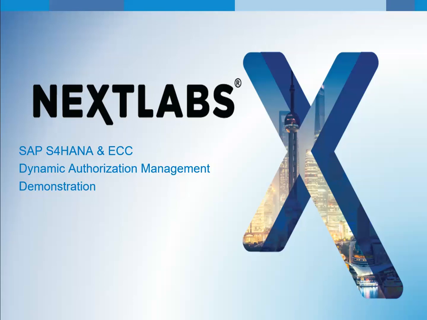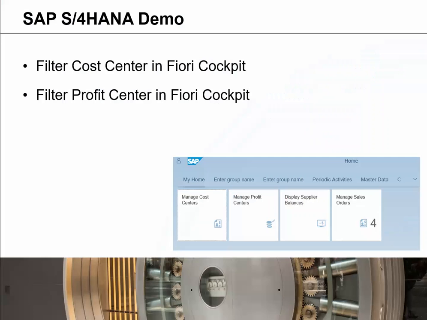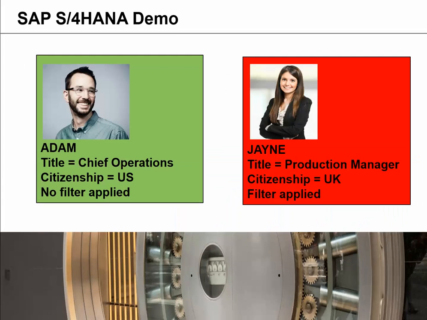Today's topic, we will be discussing dynamic authorization management as it relates to SAP S4HANA and ECC. In the first part of our demonstration, we're going to concentrate on an S4HANA demo, which will cover cost center and profit center and being able to filter out specific information within those particular applications. The two users that we will be using are Adam and Jane. Each have different titles, different citizenship. One has no filter applied to that particular individual, the other one does.